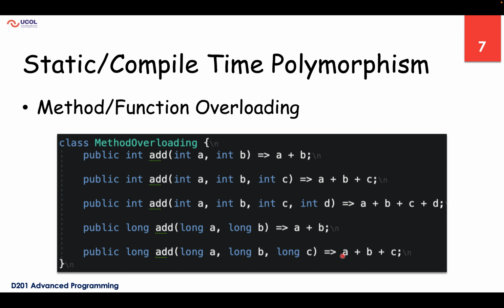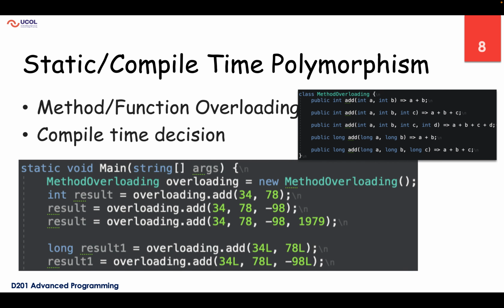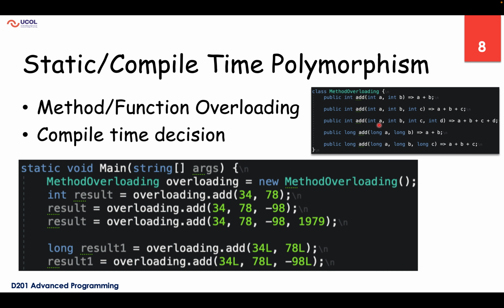When we have methods which are quite simple, we can write these kinds of lambda expressions, which reduce the number of lines that we need to write and simplify the code, you can say. So these are our methods which have been overloaded, with the same name but different parameters and types.